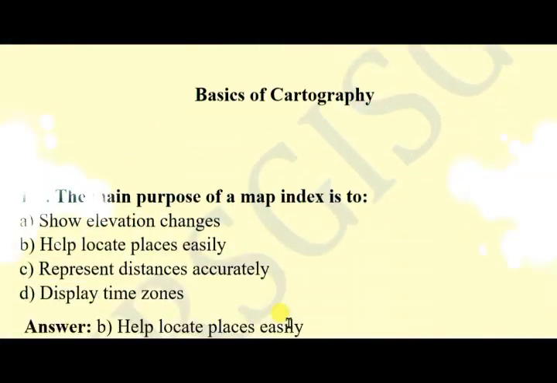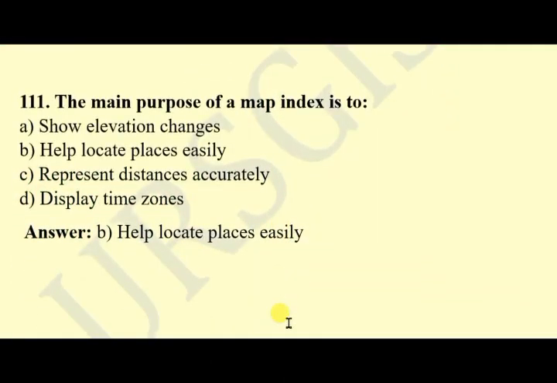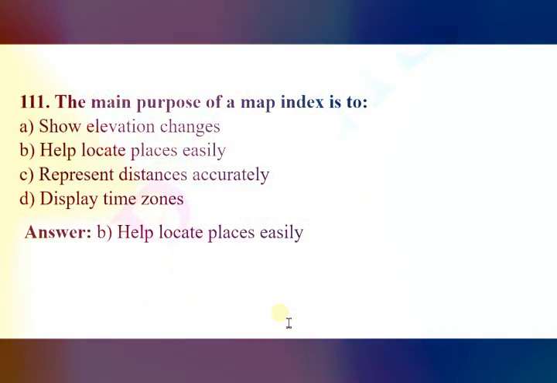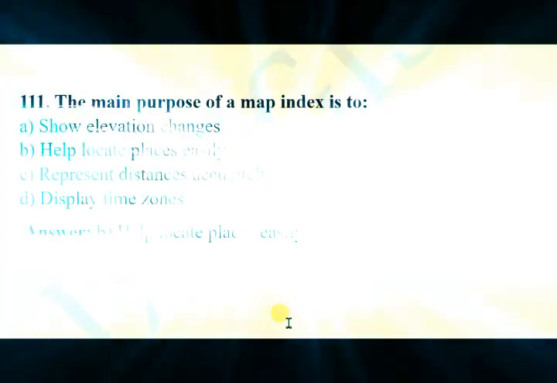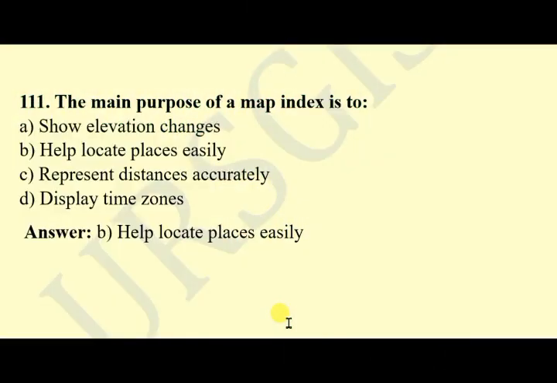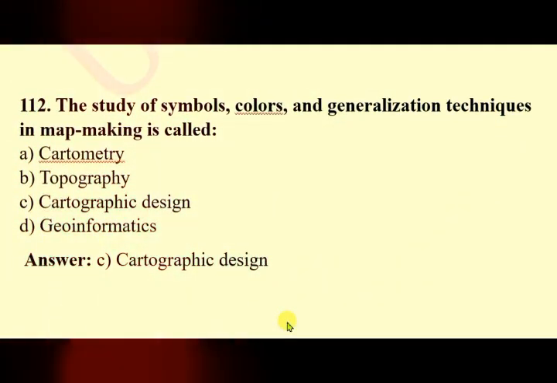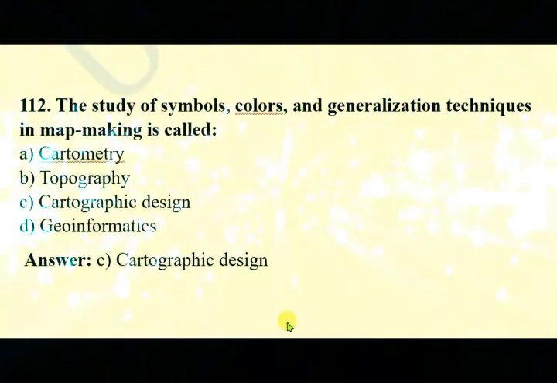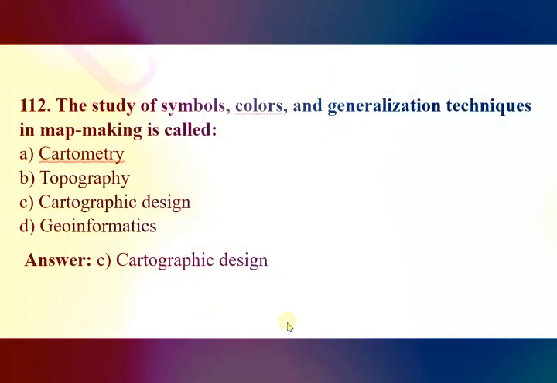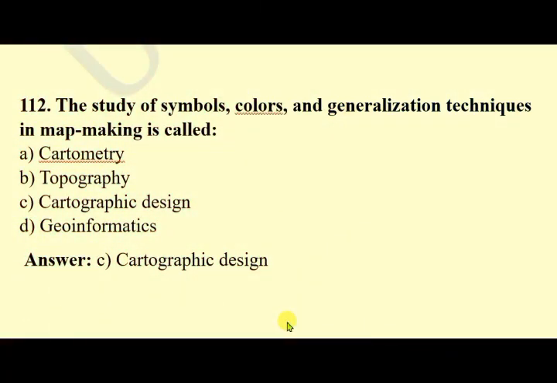Now the basics of cartography category. Question number 111. The main purpose of a map index is to show elevation changes, help locate places easily, represent distances accurately, display time zones. So the right answer will be help locate places easily. Question 112. The study of symbols, colors and generalization techniques in map making is called cartometry, topography, cartographic design, geoinformatics. So the right answer will be cartographic design.